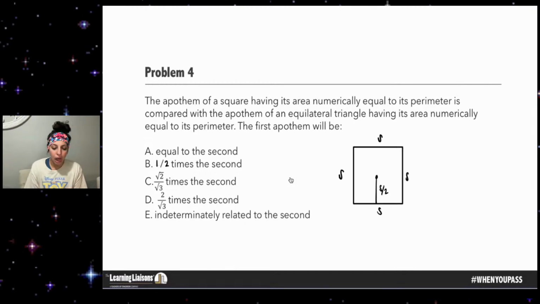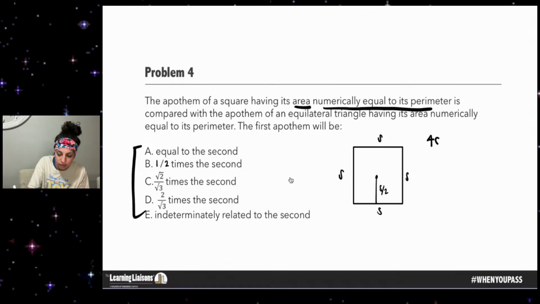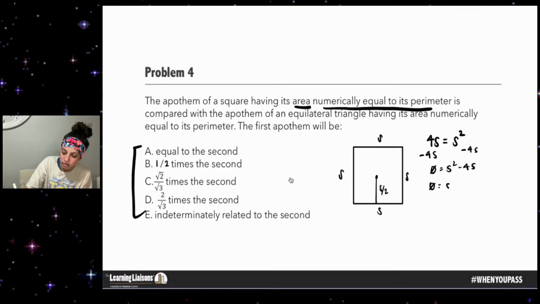The apothem of a square where the area is numerically equal to the perimeter. So I can figure that out so that I can figure out this relationship. So I know that S plus S plus S plus S, which is 4S, equals S times S, which is S squared. Now I can solve this. Subtract 4S from both sides. 0 equals S squared minus 4S. Factor out an S.